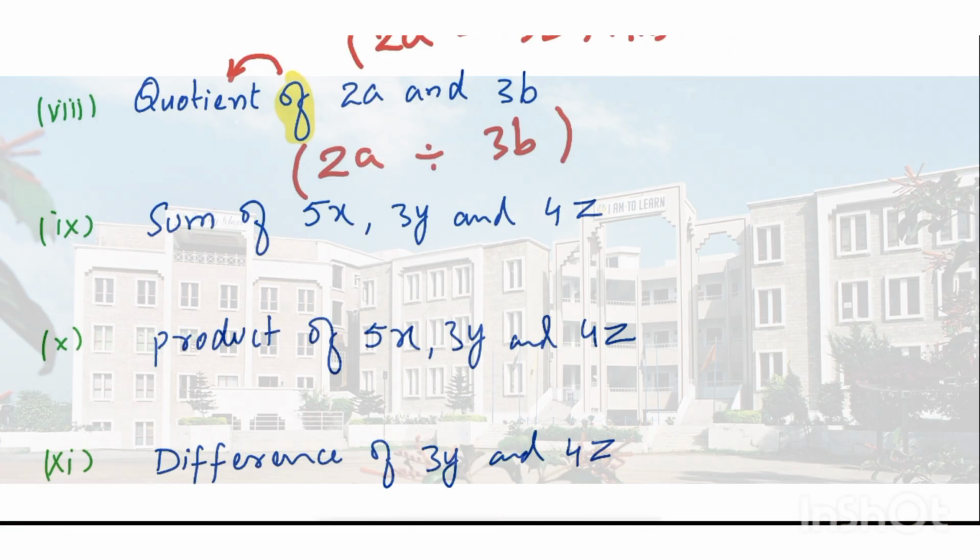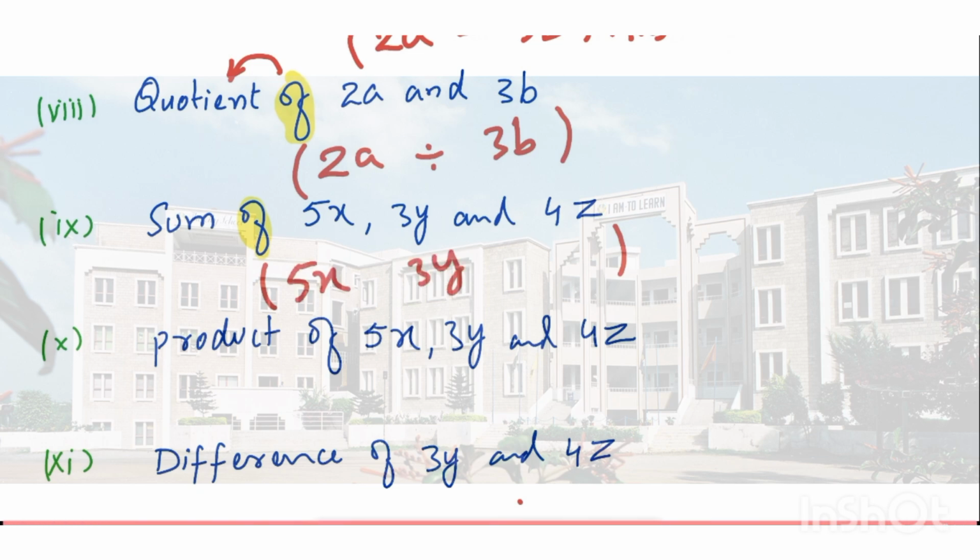Now there is again "of", so we'll be placing a bracket till the end of the statement, and there are not two variables, there are three variables, which are 5x, then 3y, and then 4z. So what to do between these? It's described by the pre-of statement, which is saying sum. Sum means all will be replaced by the plus sign. So that is the answer.